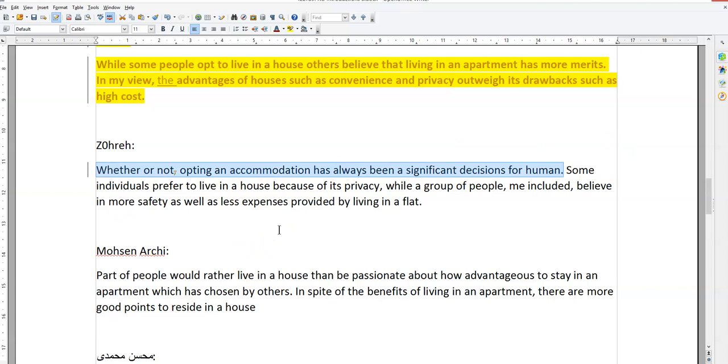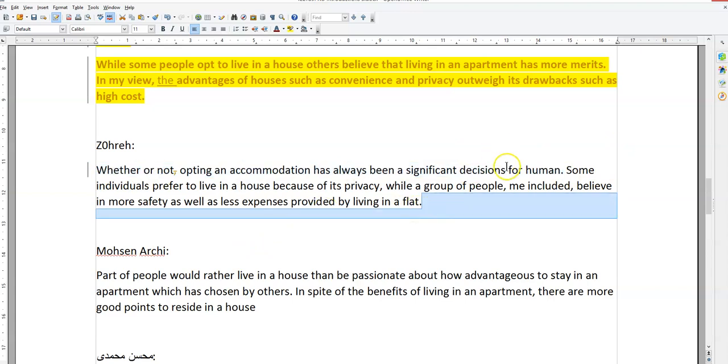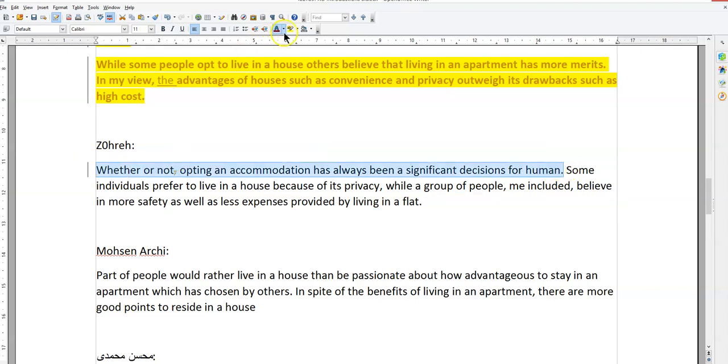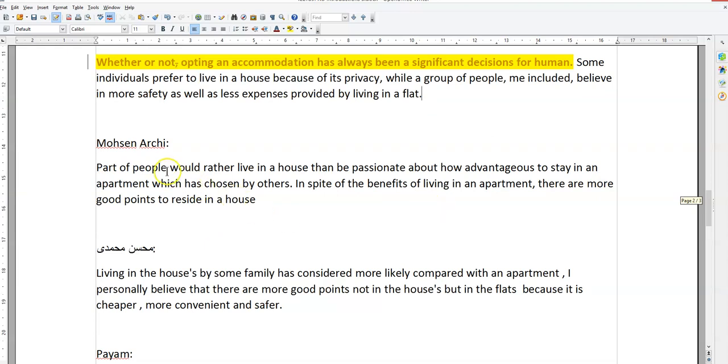Opting an accommodation has always been a significant decisions for human. No comment. Some individuals prefer to live in a house, whereas a group of people may believe in more safety as well as expenses. So this is better, but sentence 1, no idea what that means. So, part of people, what? Which part? The top part? The bottom part? What does that mean? It means some people.